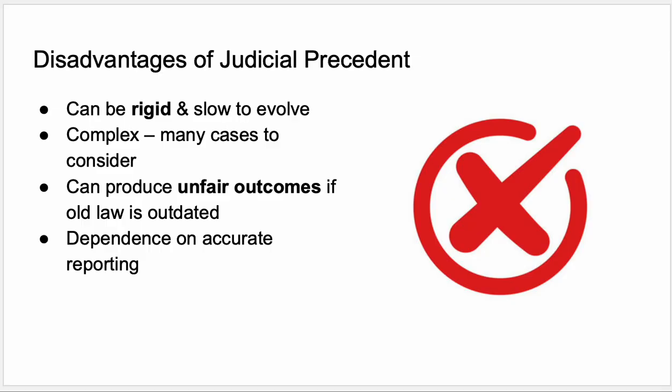And finally, it depends on good reporting. If a previous case was badly written up or reported incorrectly, or the key ratio is hard to find, then a judge might end up relying on the wrong principle. So really, there's this constant tension between certainty, which we know is very important in law, where everyone knows the rules, versus flexibility, which is also important in law, and means being able to change the rules when we need to. And it's a bit of a balancing act, and the legal system is always trying to get that balance right.